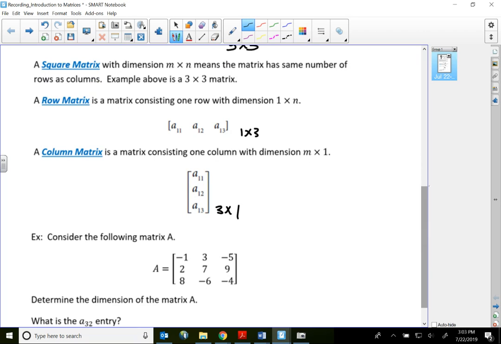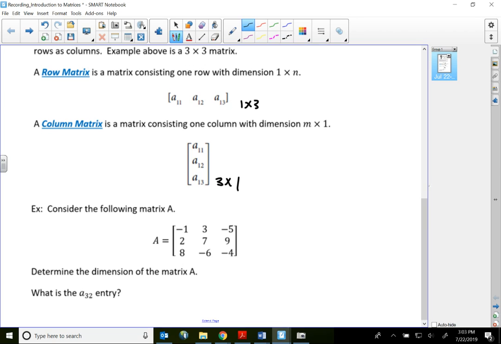All right, so let's take a look at this matrix A right here. What's the dimension? What we see is there are 3 rows by, how many columns? By 3 columns. So what is the 3-2 entry? The 3-2 entry means third row, second column. Third row, second column: that will be -6. That will be that entry.